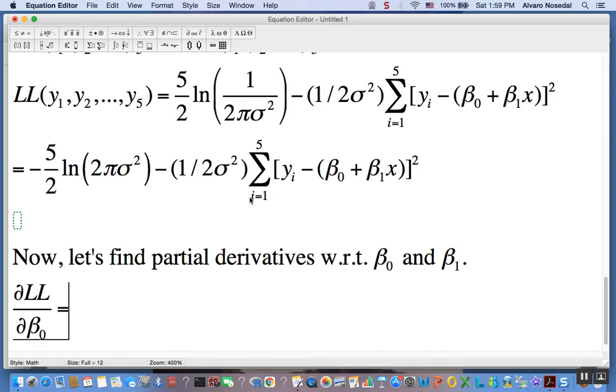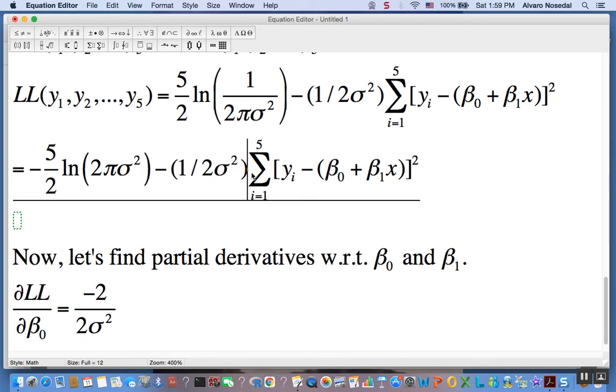So let me write it down for you. Here we are. It's going to be, and I will be a bit lazy to save a little bit of time, minus 2 divided by 2 times sigma square times this.